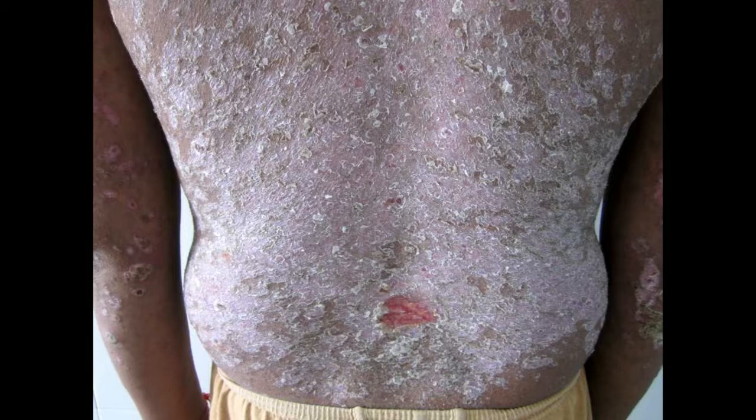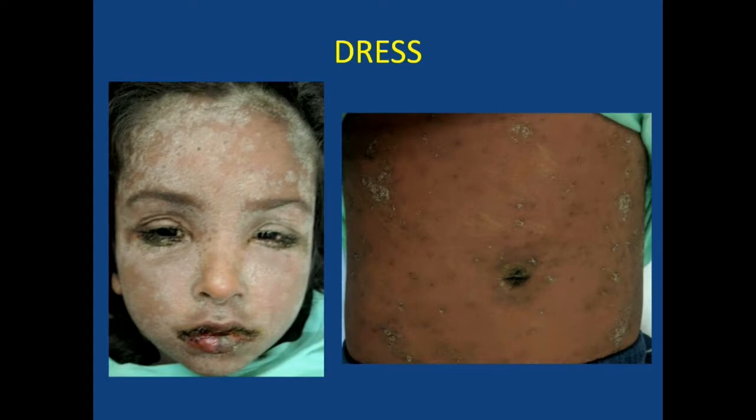This is a patient of chronic graft versus host disease. There is a psoriasiform rash, there is no peeling of skin, there are no atypical targetoid lesions. So this is one more drug rash which can closely mimic Stevens-Johnson syndrome.